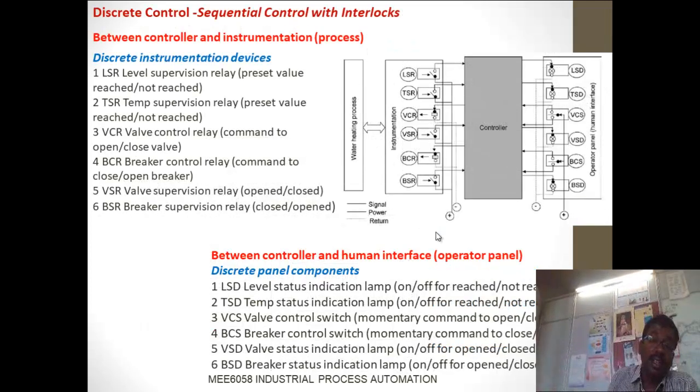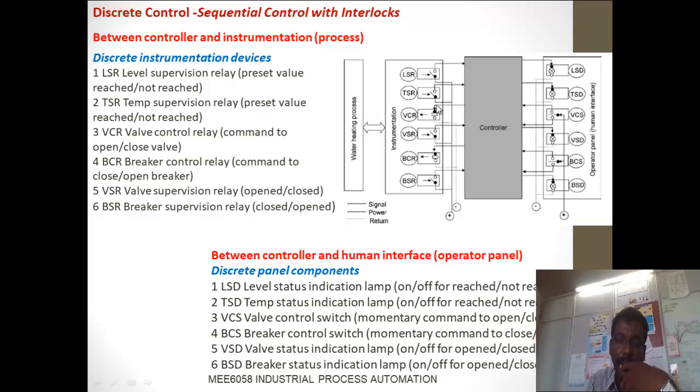So coming to the next category, discrete control. Here, sequence control with interlocks. What happens in discrete control, sequence control interlocks? We have two categories: between the controller and the instrumentation interface, and between the controller and the human interface. Between the control and the instrumentation systems, we have some discrete instrumentation devices. On the other side, between the controller and the human interface, we have some discrete components, the human interface systems.